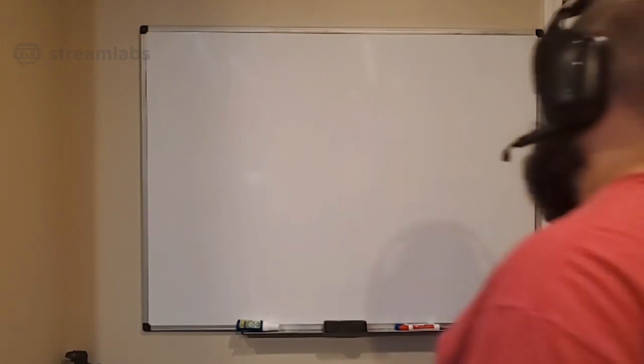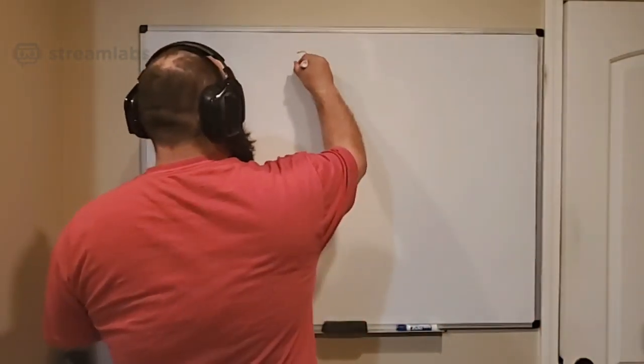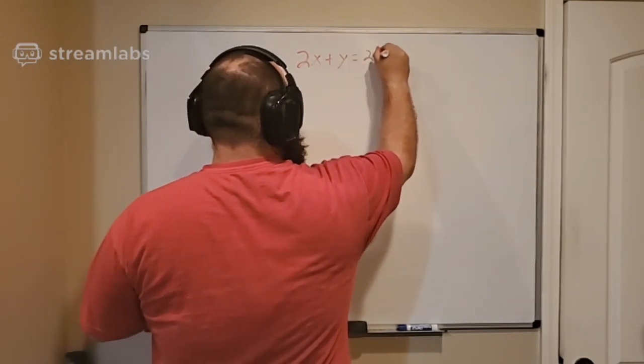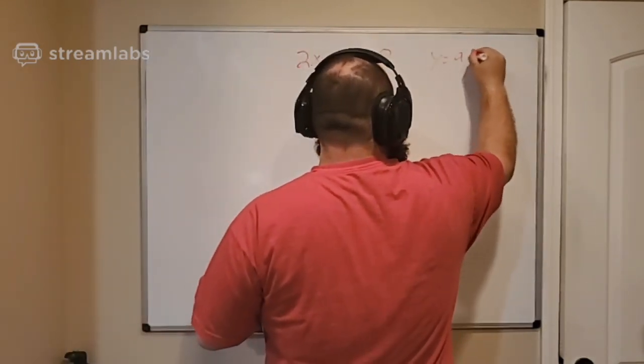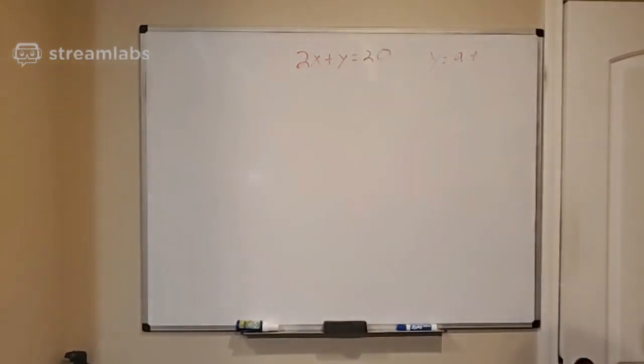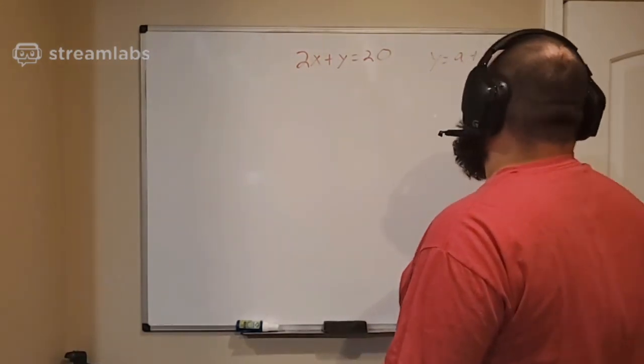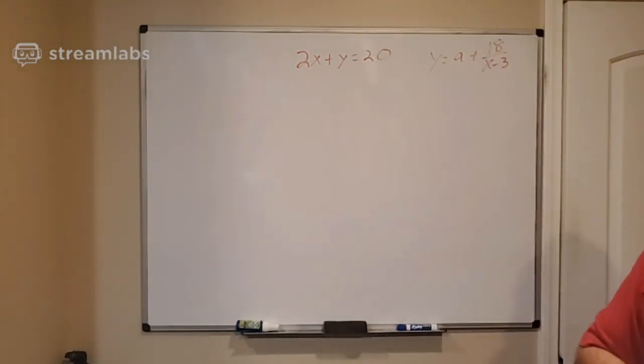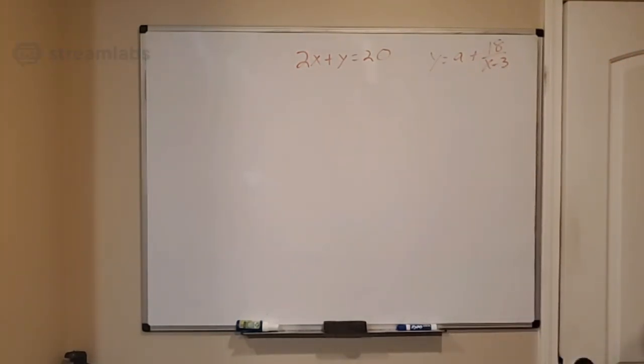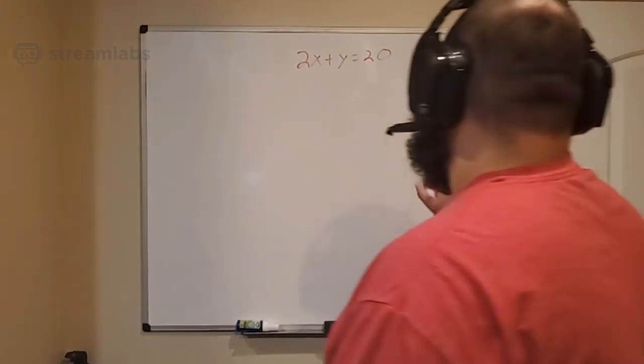Okay, not too bad. So 2x plus y equals 20, and y is equal to a plus 18 over x minus 3. If we are trying to find these points of intersection and values where they don't intersect, we are looking at setting them equal to each other, substituting in whatever you want to do for your method. Personally, I would just substitute, so I don't have to manipulate the left-hand side. I'm just going to straight up substitute that in.